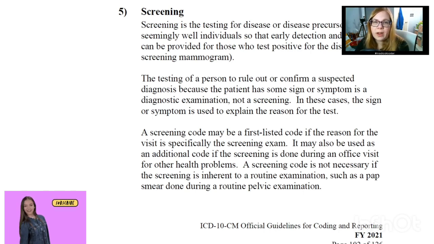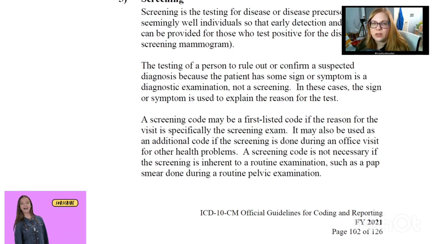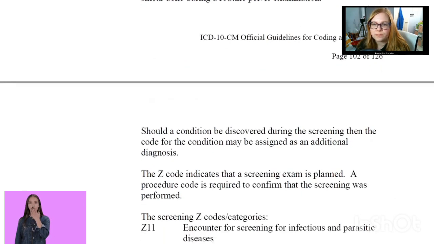If you go to your provider and you say, hey, I have a lump in my breast and I want this checked out, that would be a diagnostic mammography. A screening code may be a first listed code if the reason for the visit is specifically the screening examination. It may also be used as an additional code if the screening is done during an office visit for other health problems. A screening code is not necessary if the screening is inherent to a routine examination, such as a pap smear done during a routine pelvic examination.